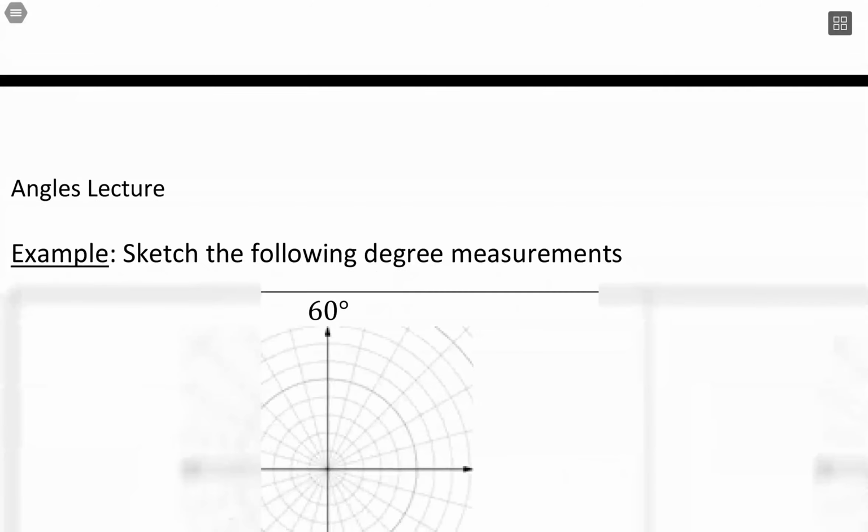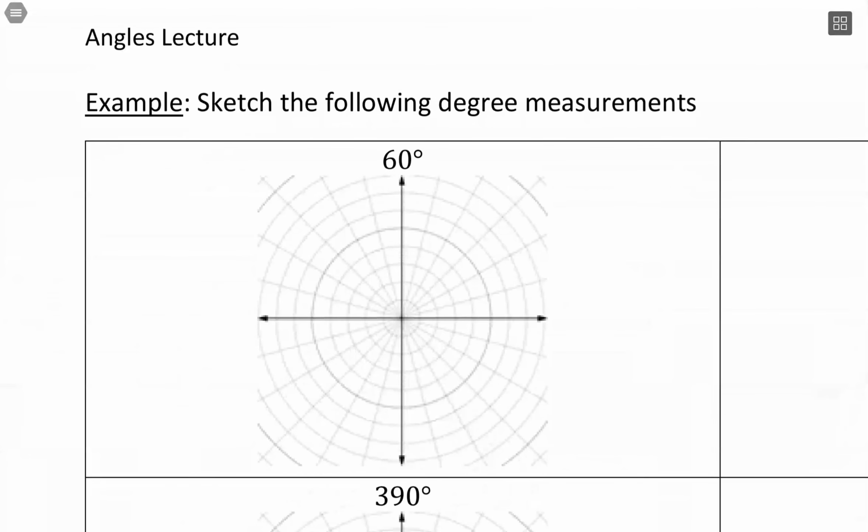So let's practice this. What we're going to do is sketch some of these angle measurements using this grid and finding these values.